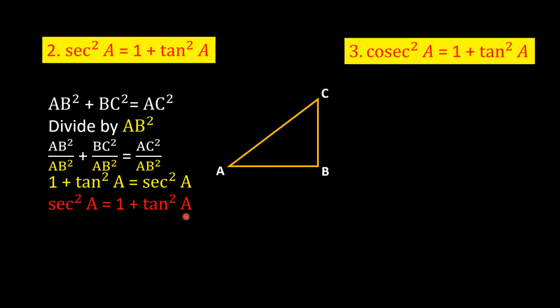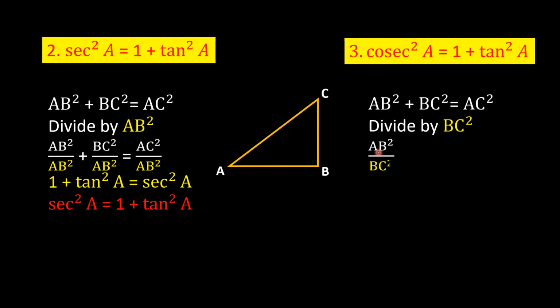Now we will see how the third trigonometric identity, cosec squared A equals 1 plus cot square A, is formed. By Pythagoras we write AB squared plus BC squared equals AC squared. We divide throughout by BC squared and write AB squared divided by BC squared plus BC squared divided by BC squared equals AC squared divided by BC squared.